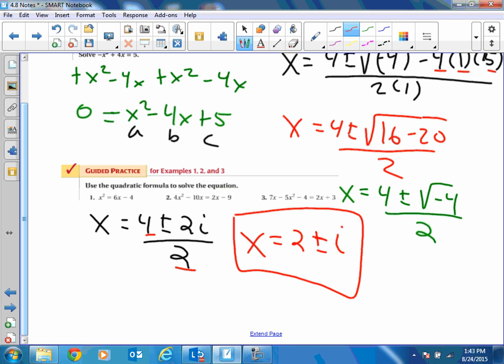So basically, what we're going to get to is if the part underneath the radical is negative, then it's an imaginary solution, or you have 2 imaginary solutions. If the part underneath the radical is 0, you have 1 real solution. If the part underneath the radical is positive, you have 2 real solutions.